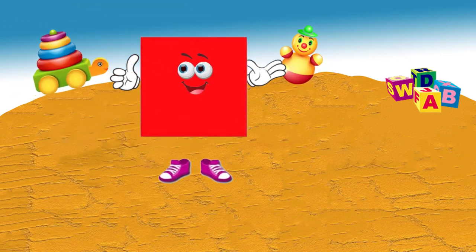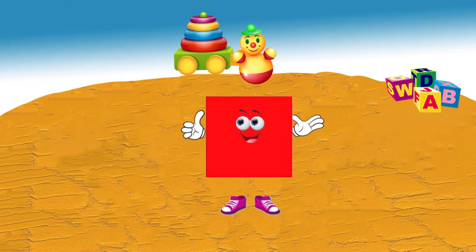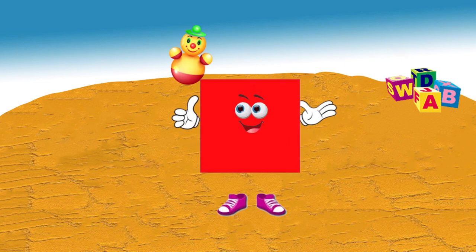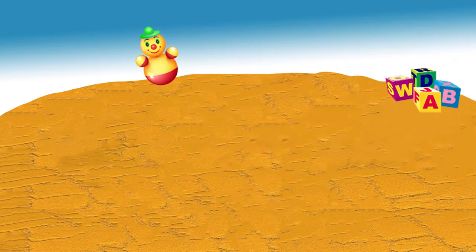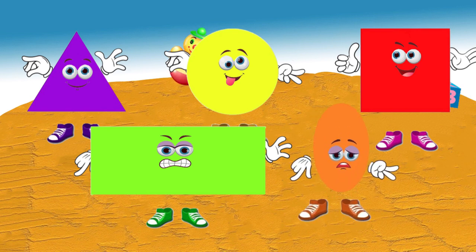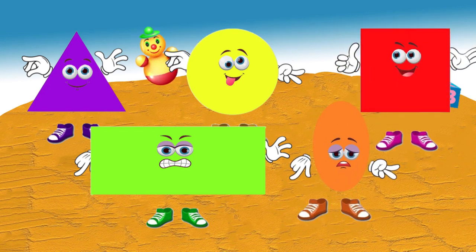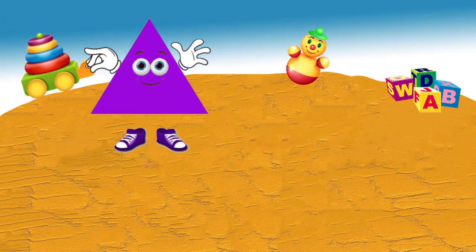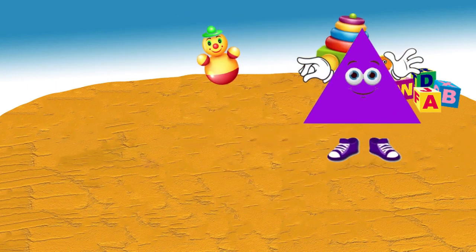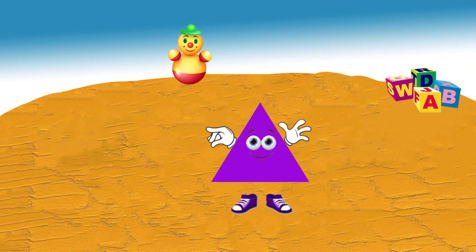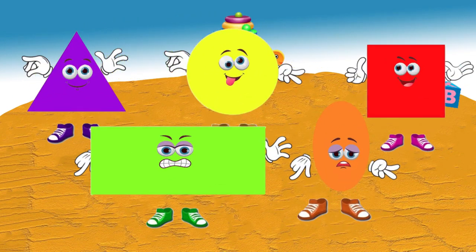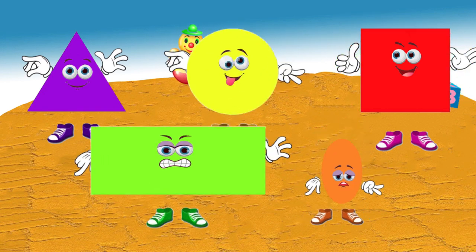I'm a four-sided square, shaped like a box. I'm a four-sided square, and all four sides are the same. Triangle, rectangle, circle, oval, square. I'm a triangle with three sides, three straight sides. I'm a triangle with three sides and a pointy head. Triangle, rectangle, circle, oval, square.